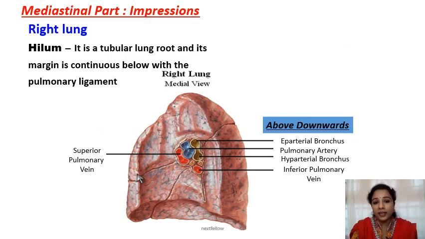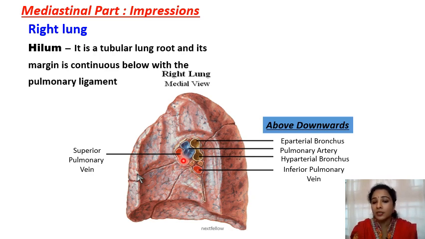Starting with the right lung relations, which are very important. Before directly going into the mediastinal impressions, here we can see the hilum of the right lung, through which the structures go in and come out, which forms the root of the lung. We can see the visceral pleura is reflected around the hilum of the lung and continues beyond the hilum below till the diaphragm as the pulmonary ligament. This is the pulmonary ligament, which is extending beyond the hilum.